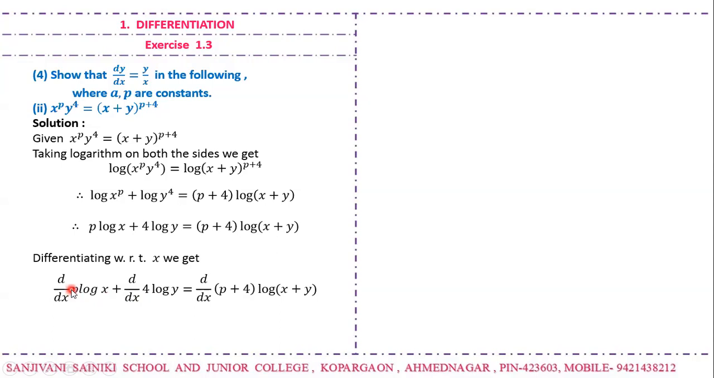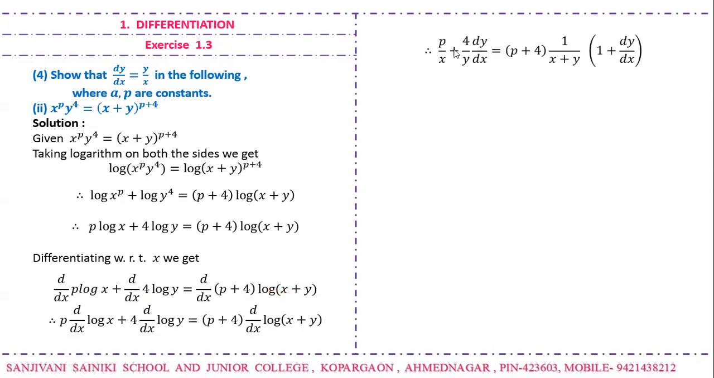p is constant, so we can take it outside, then the derivative of log x. 4 is constant, we can take it outside, then we have to find the derivative of log y. Then p plus 4 is constant, we have to find the derivative of log of (x plus y). So p by x, plus 4 by y dy by dx, equals (p plus 4) times 1 upon (x plus y) into (1 plus dy by dx).